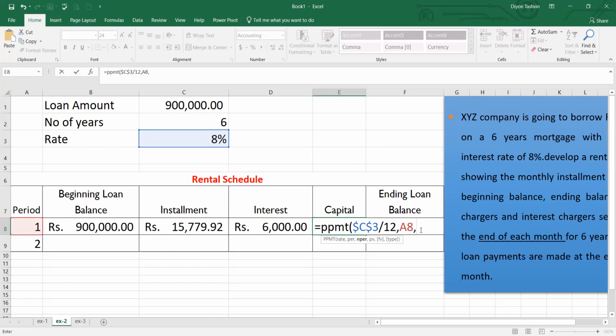Then we have to insert number of period. In this one, we have referred number of years. Now, since we are preparing this schedule based on monthly, we have to convert it. Therefore, we have to multiply it by 12. Since this year is fixed or constant for the period of time, we have to fix it as well, which means the absolute cell referencing should be there. So we can use F4 key.